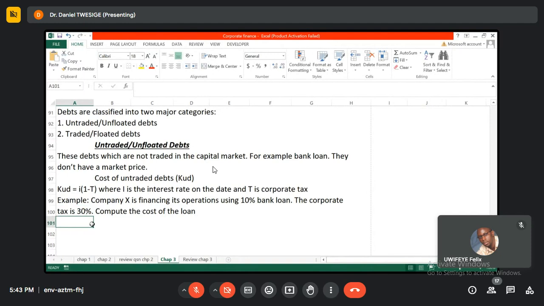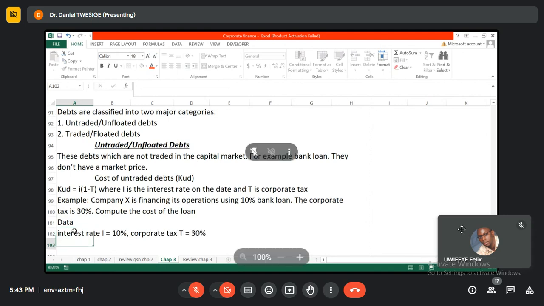Now, if I look at the data we have, we have our interest rate I as 10%. We have the corporate tax T, which is 30%.